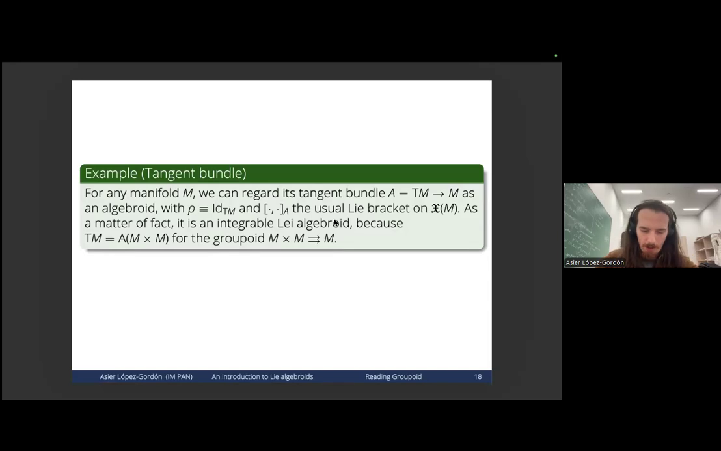So I should now present some examples of Lie algebroids, and the most obvious example is the tangent bundle itself, with the anchor being the identity map and the bracket being the usual Lie bracket of vector fields. And this is, in fact, an integrable Lie algebroid, and its associated Lie groupoid is just the product groupoid.